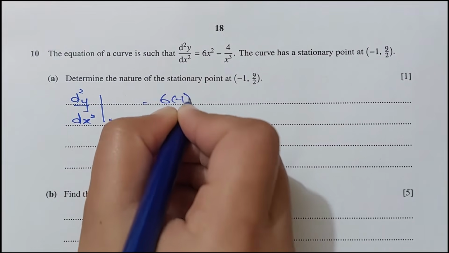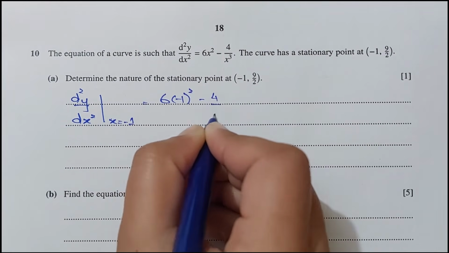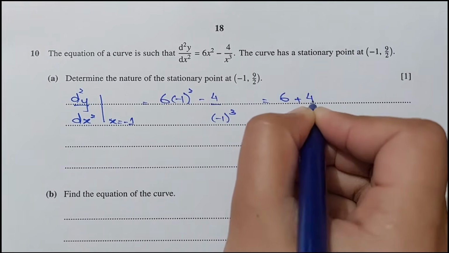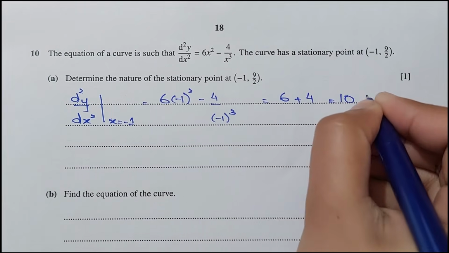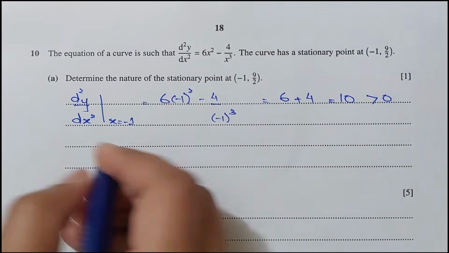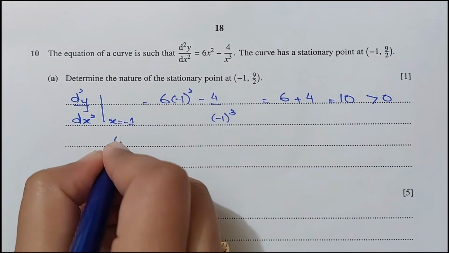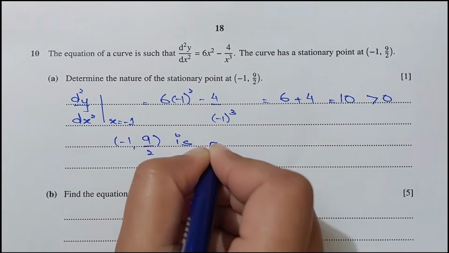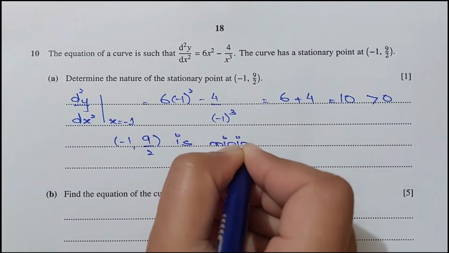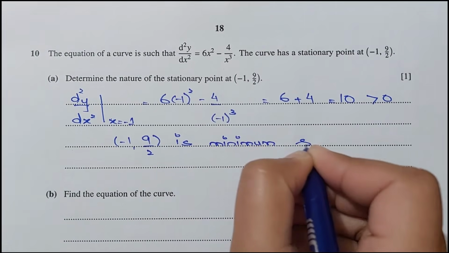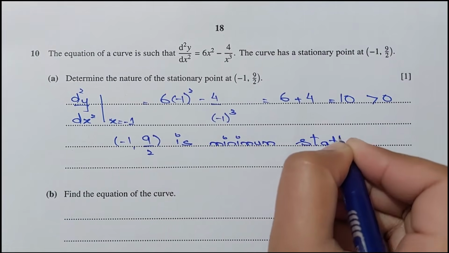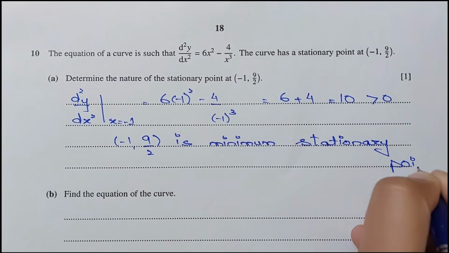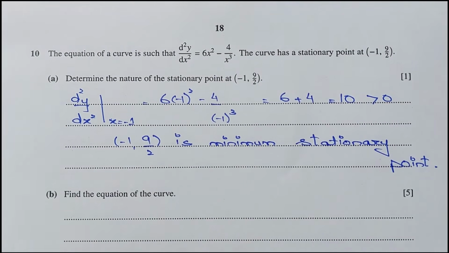6 times (-1) square minus 4 over (-1) cube. So this is just 6 and positive 4. This equals 10. This is greater than 0. So we can say that (-1, 9/2) is a minimum stationary point, because the second derivative at that point is positive.